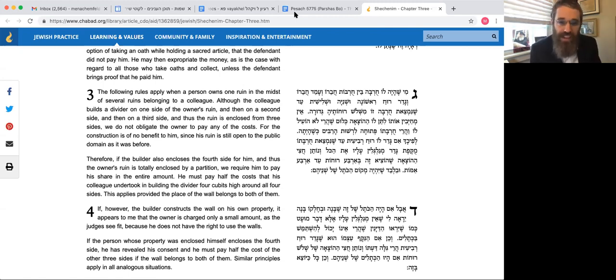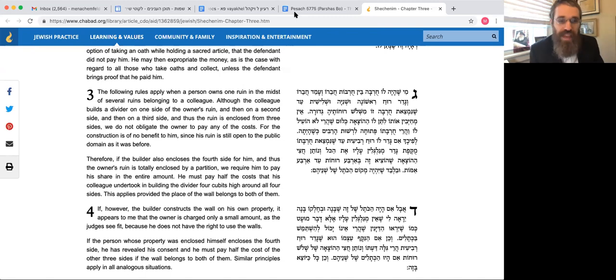So Maimonides says, no, we do not obligate the owner to pay any of the costs, for the construction is of no benefit to him, since the ruin is still open to the public domain as it was before. So what does it help me that you made three walls if you left one side open? So that's still okay. Now we get to the problematic part.